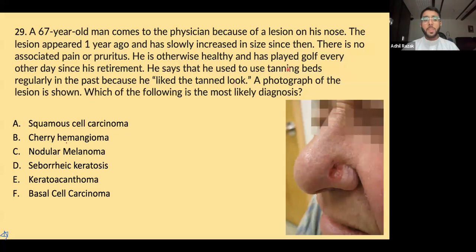Tanning beds, another risk factor. Photograph of the lesion is shown. Which of the following is the most likely diagnosis? Yes, it is basal cell carcinoma. So you can very easily appreciate the difference between basal cell carcinoma. It is flat. It looks way less dramatic.